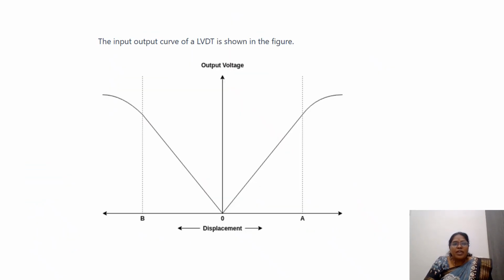So, based on that, we have drawn the diagram. This is the null position at the center; on one side the voltages are positive, and on the other side they are negative. So this is the input-output curve of the LVDT.